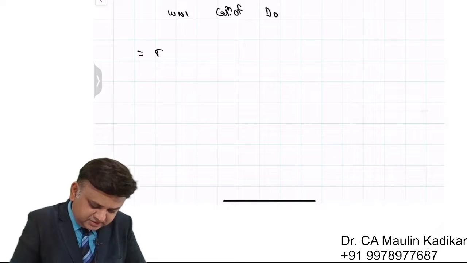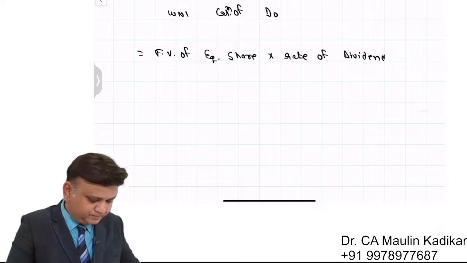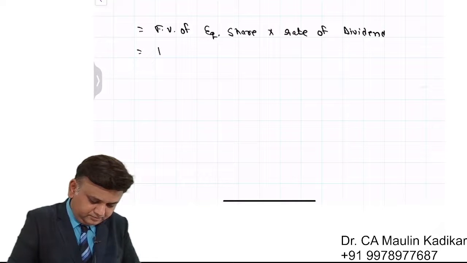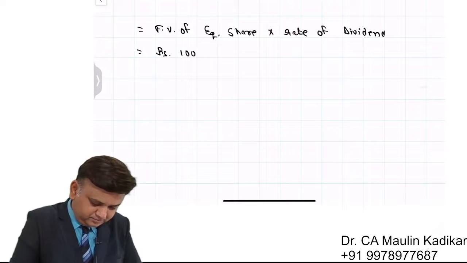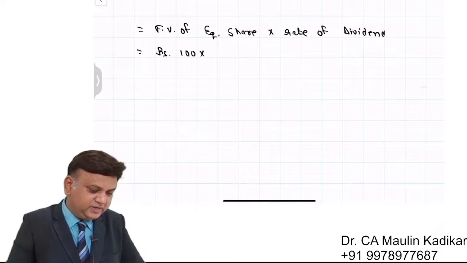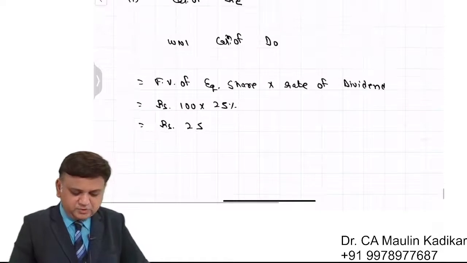D0 is found as face value of equity share into rate of dividend. Face value of equity share is rupees 100. Rate of equity dividend is provided to us as 25%. That comes to rupees 25.